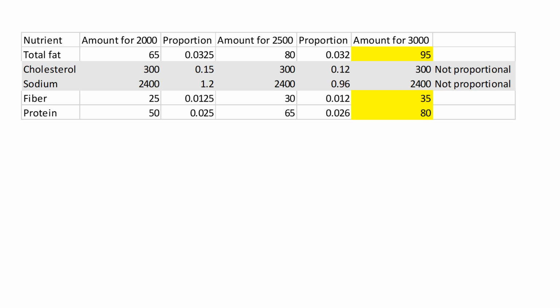Okay, again, I used Excel for this. We found that cholesterol and sodium are not proportional. They're the same here, here, and here. Those are limits for how much people should have, no matter how much they eat. But the others are proportional, or at least roughly proportional, and so the amounts for 3,000 would be 95 because you increased by 15 here, so you increase again by 15, you increase by 5, you increase by 5, and you increase by 15 again. So those are proportional. So the yellows are proportional, the grays are not proportional.